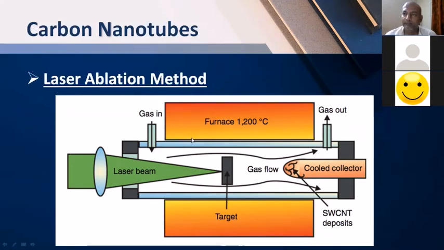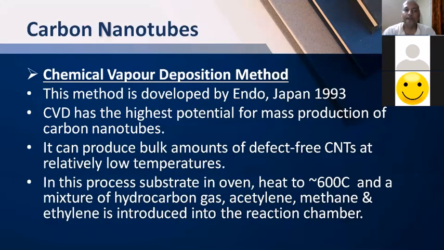The third method to generate carbon nanotubes is the chemical vapor deposition method. This method was developed by Endo, a Japanese scientist, in 1993. CVD has the highest potential for mass production of carbon nanotubes.